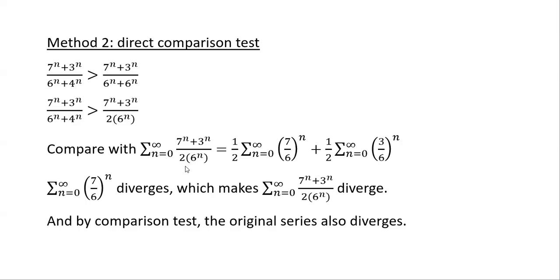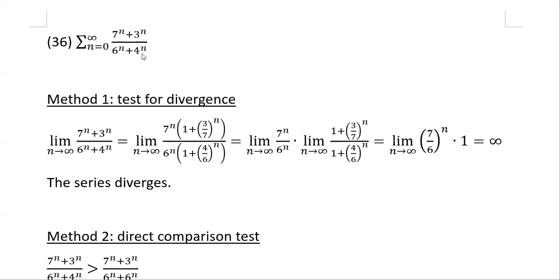And since this guy diverges, our guy is even bigger over here. Something bigger than something that diverges is for sure going to diverge as well. So this is another way to show that our series up here diverges. So here are two ways to go about it.